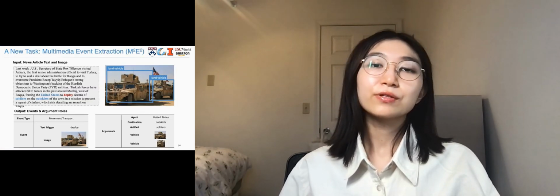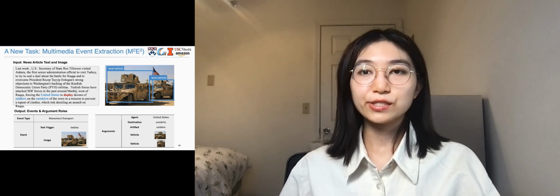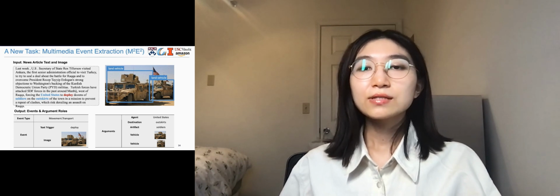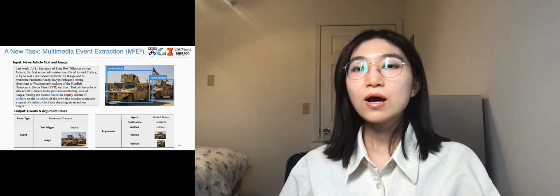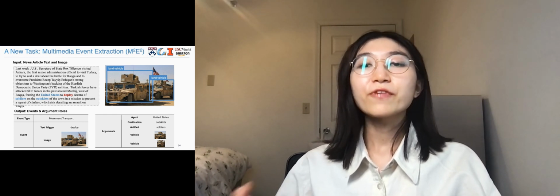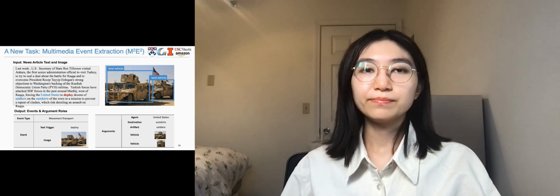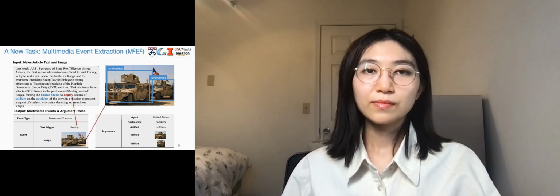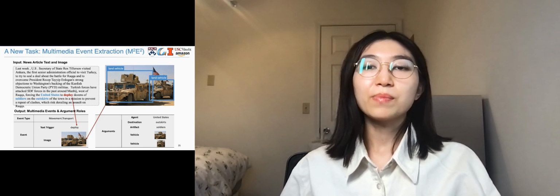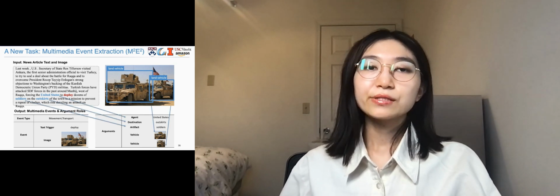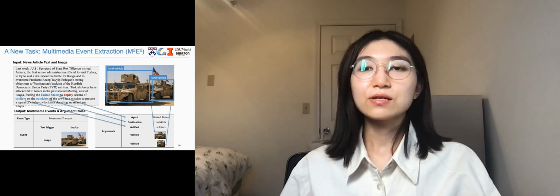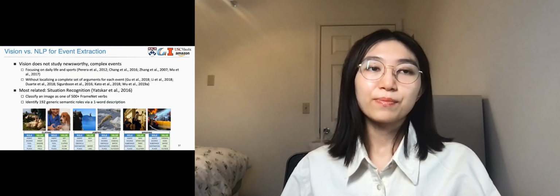As a result, we propose a new task called multimedia event extraction, to extract events and their arguments from multimedia documents. The input contains a text article and the associated images. Each output event and argument can come from either text or image or both. In this example, the trigger word deploy and the image are about the same transport event, and the agent, destination, and artifact arguments can be extracted from text, but the vehicle can only be extracted from the image.